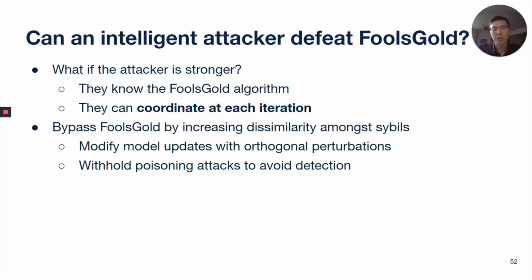Two strategies we show in our work are that you can modify your model updates with orthogonal perturbations such that the dissimilarity is increased, yet the sum of the updates remains the same. And another strategy is to withhold the poisoning attack to avoid detection. This involves a mixed strategy where poisoning attacks are not always occurring, and this lowers the similarity detected by FoolsGold and helps them avoid detection.